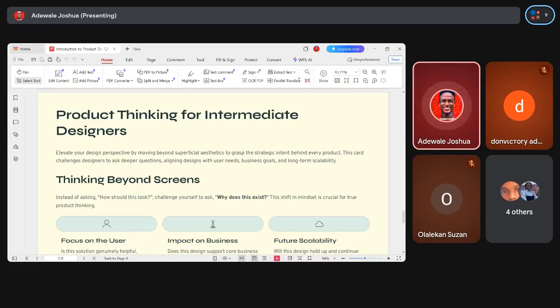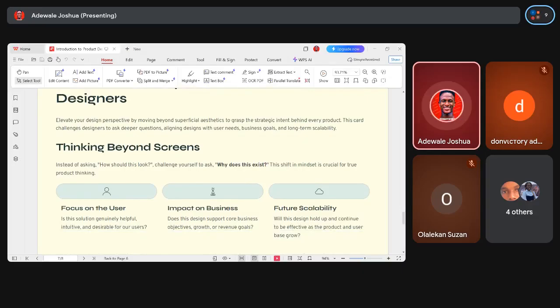Then this challenges designers to ask simple questions, aligning design with user needs, business goals, and long-term scalability. So thinking beyond screens. Instead of asking how should this look, challenge yourself to ask why does this exist? This shift in mindset is crucial for true product thinking.